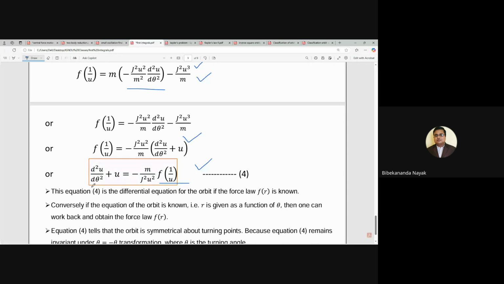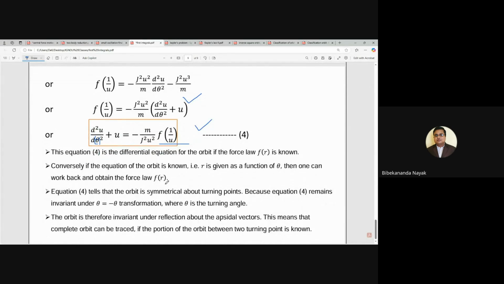And here you see, if you write minus theta in place of theta, then what happens? Suppose I use minus theta. Minus theta square is plus theta square, so it remains invariant. So changing theta does not affect this. Okay. So the orbit is symmetrical about that point, which is called the turning point. So it is invariant under theta and minus theta.